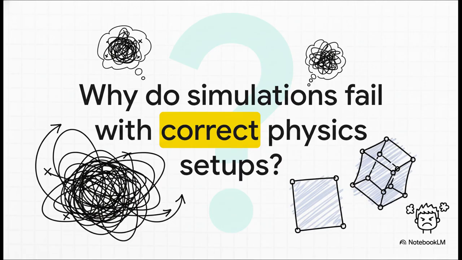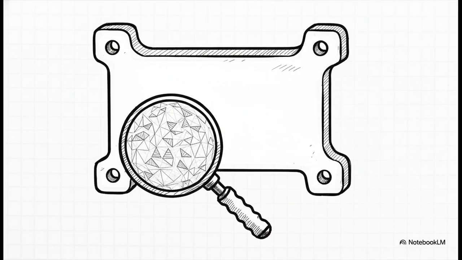So what is really going on under the hood? Well, the answer, more often than you'd think, is hiding in plain sight. It's your mesh. And it's not about how many elements you have, it's about how good they are. This is the world of element quality. And trust me, understanding it is the key to getting reliable simulations.